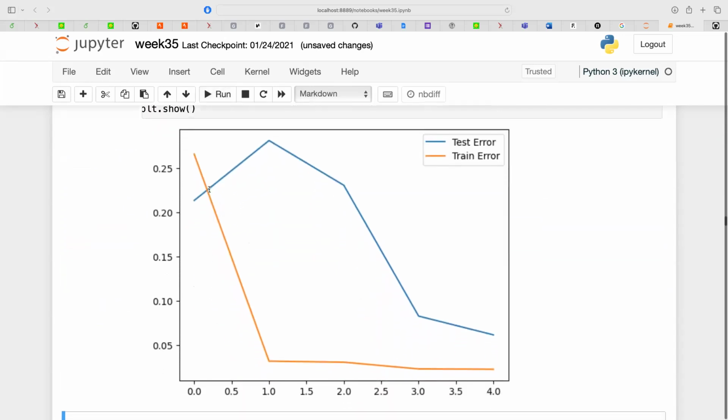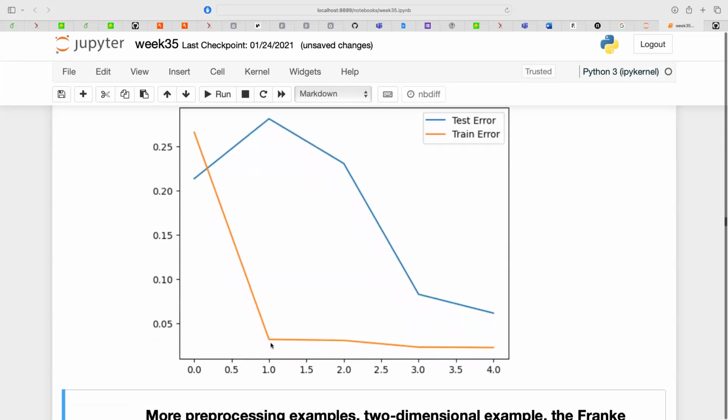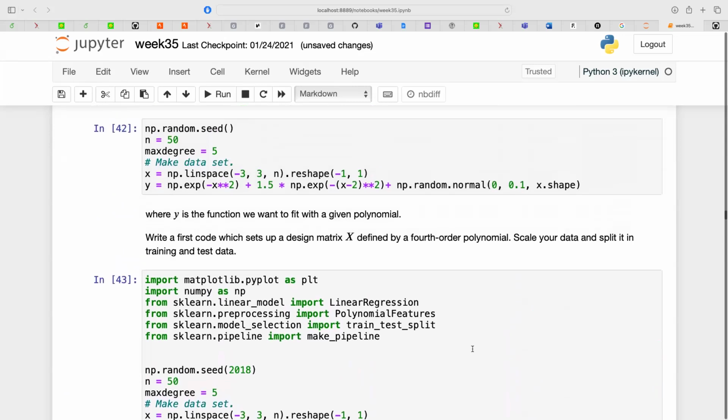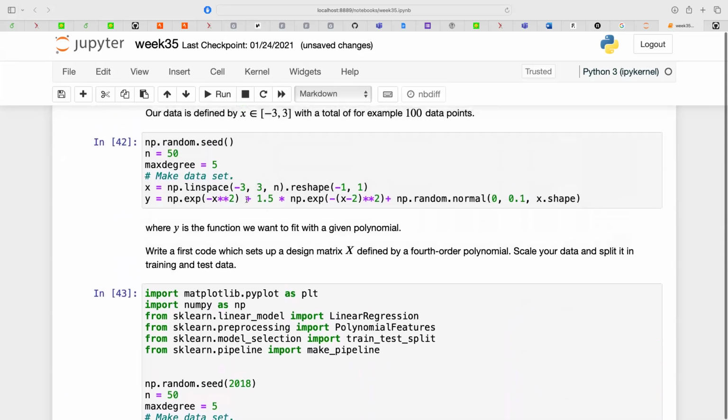And what we are plotting now is actually discrete values. So this is the 1st order polynomial. This is my training error. This is the 2nd order polynomial. And you see that the training error goes down as I increase the order of the polynomial. And that sounds reasonable because after all, I have an exponential here, right?